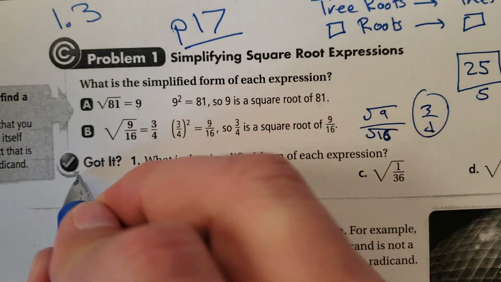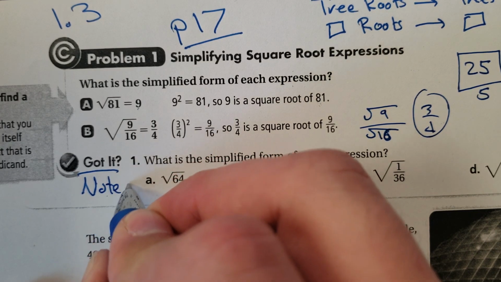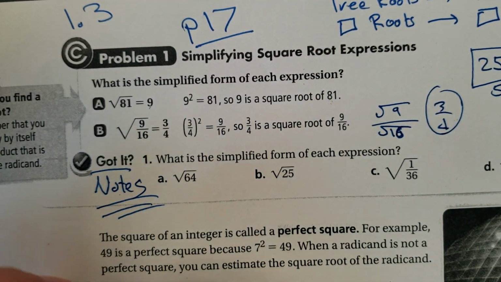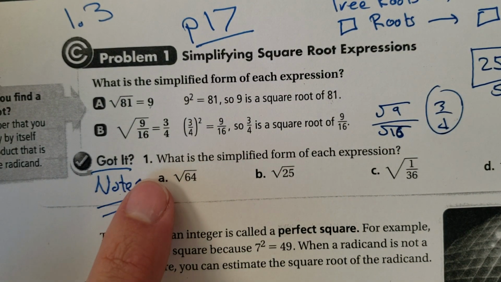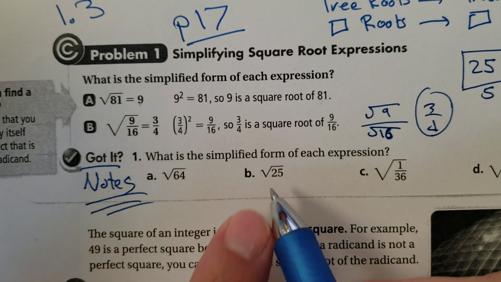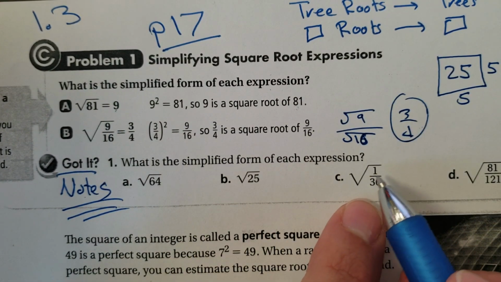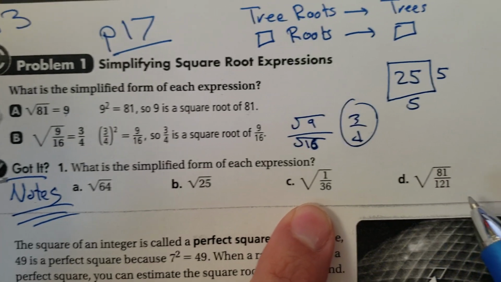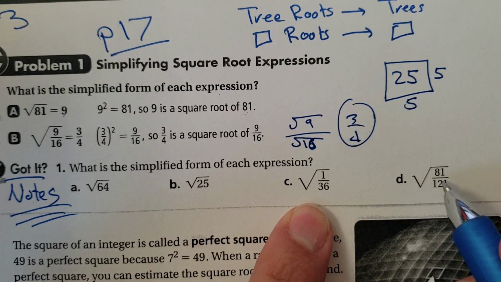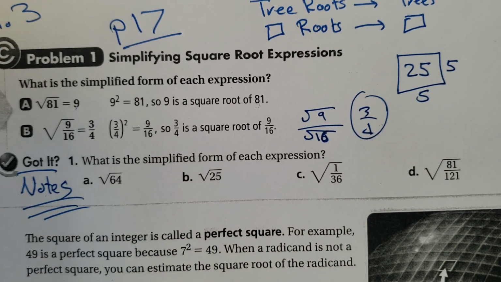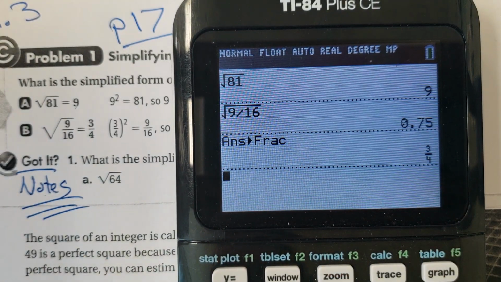So here's the guided question. Here's what you do in your notes. Okay, for the guided question. So 1a, square root 64, square root 25, square root 1 over 36, or 1/36, and then square root 81 over 121. So here we go. Get a head start, but here's the answers.